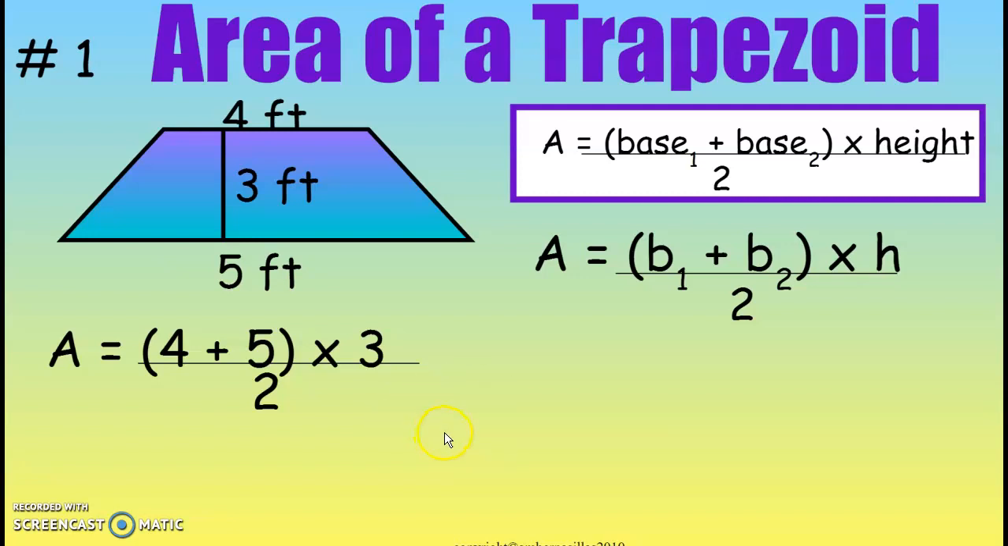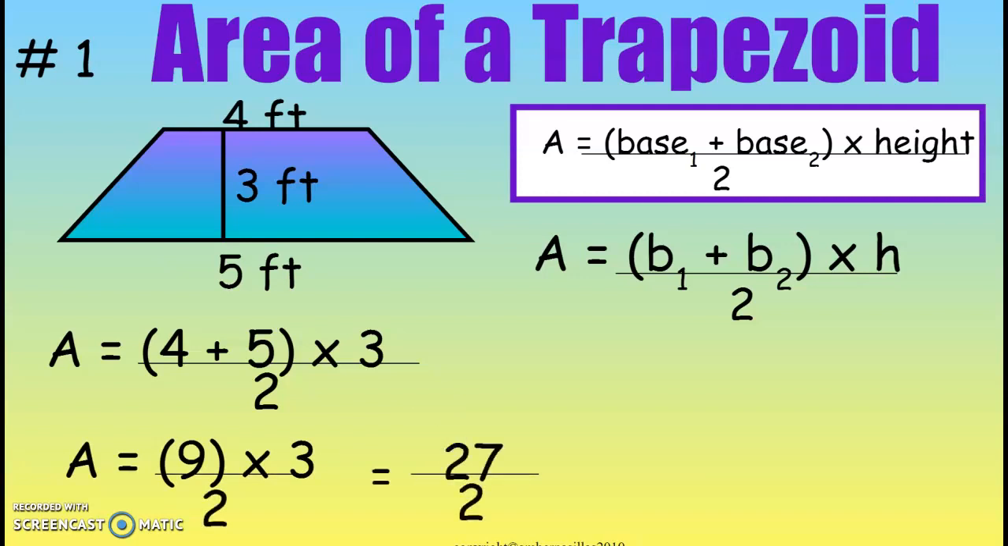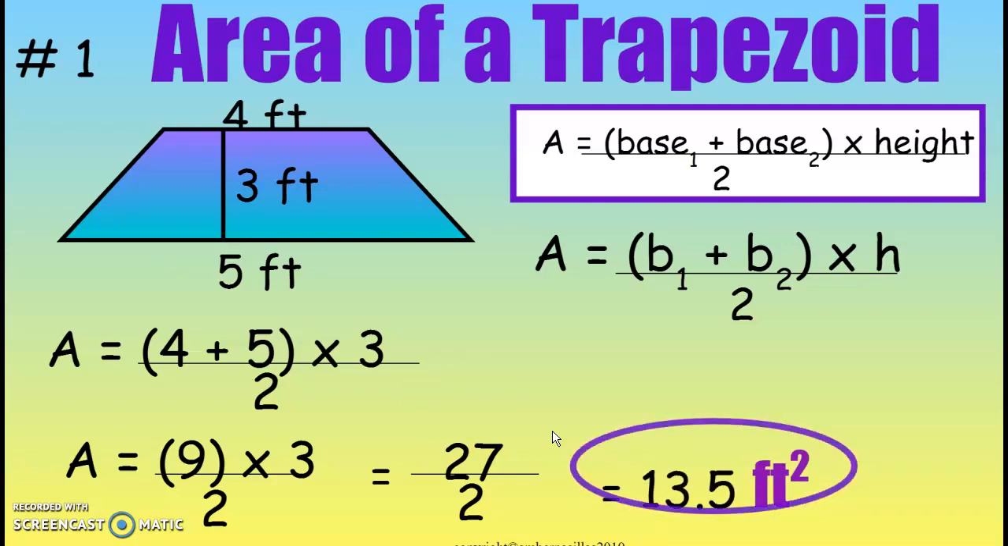Now we will use the order of operations to solve this problem. We will first add 4 plus 5, which gives us 9. Then we will multiply 9 times 3, which gives us 27. And then, using the fraction bar, we will divide 27 by 2. The final answer for the area of this trapezoid is going to be 13.5 feet squared. Pause the video and write down all information in regards to the area of this trapezoid.